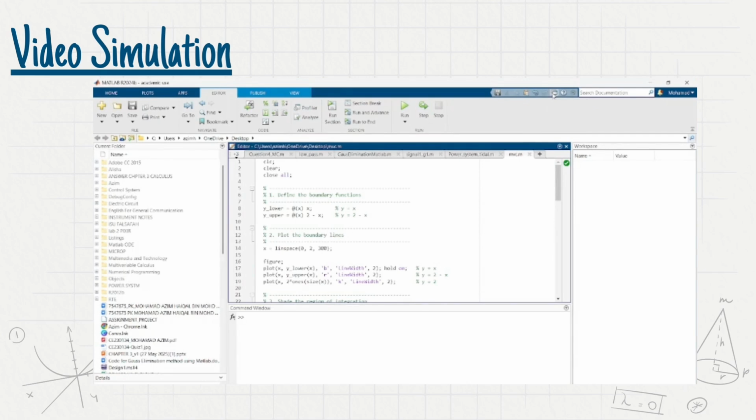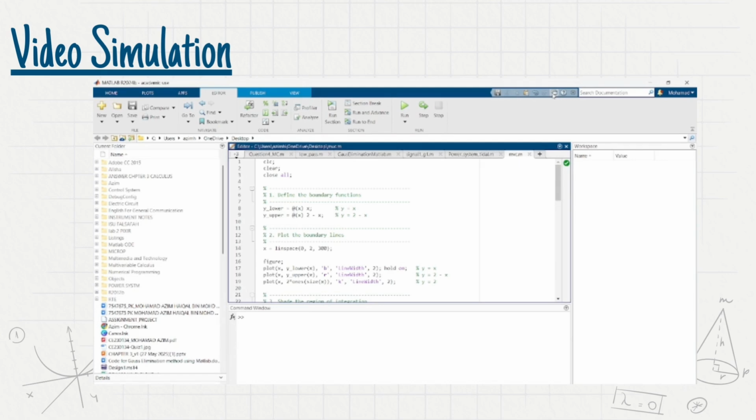Today I will explain about question 1A, where we use MATLAB to simulate the coding and get the graph. This MATLAB code is used to visualize and calculate the area of the region bounded by the lines y equal to x, y equal to 2 minus x and y equal to 2. First, the lower and upper boundary functions are defined using anonymous functions, where y equal to x is the lower limit and y equal to 2 minus x is the upper limit of the region for a given value of x.